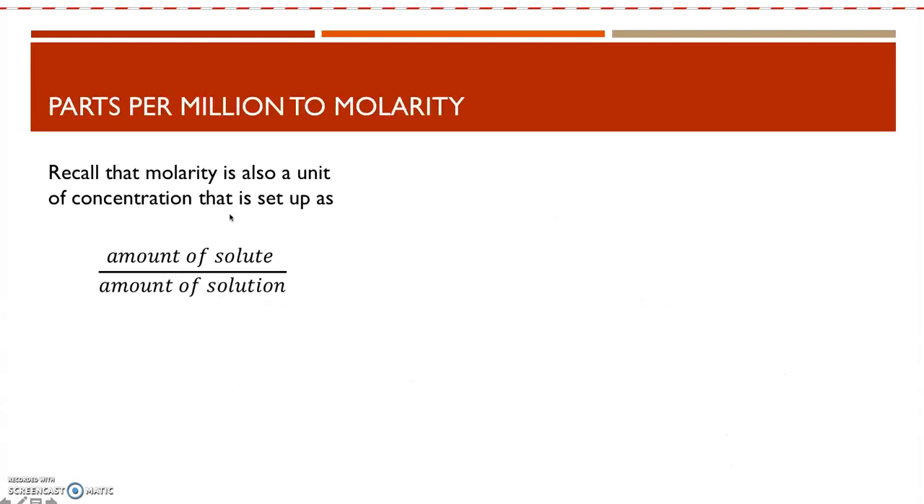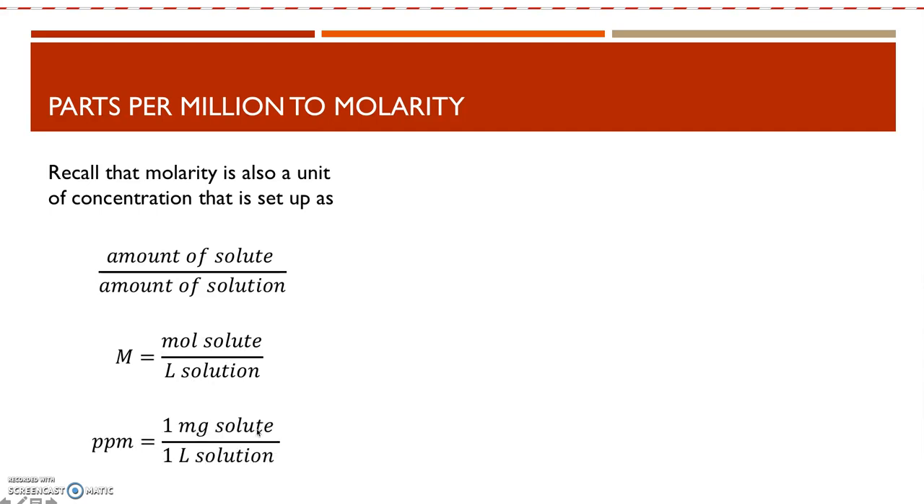Now, to convert this back and forth to molarity, we need to recall that molarity is also a unit of concentration that's set up the same way. So we have amount of solute over amount of solution. In particular, instead of grams or milligrams of solute, we're given moles of solute over liters of solution. So parts per million was milligrams of solute over liter of solution, and molarity is moles of solute over liters of solution. So our denominator is actually the same here, and we just need to convert our numerator from milligrams of solute into moles of solute.